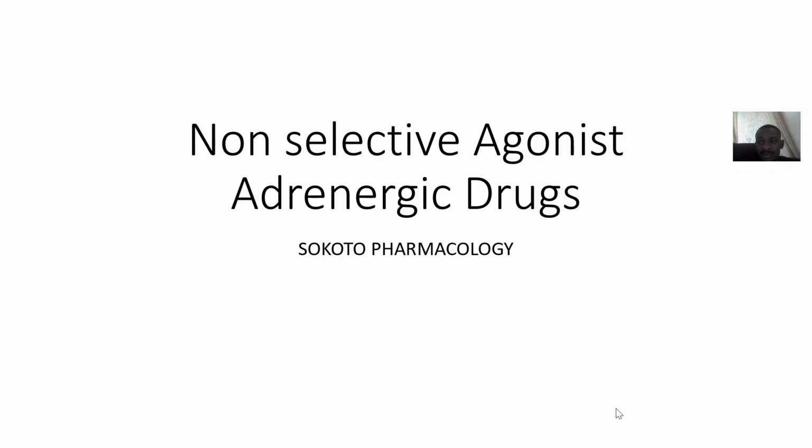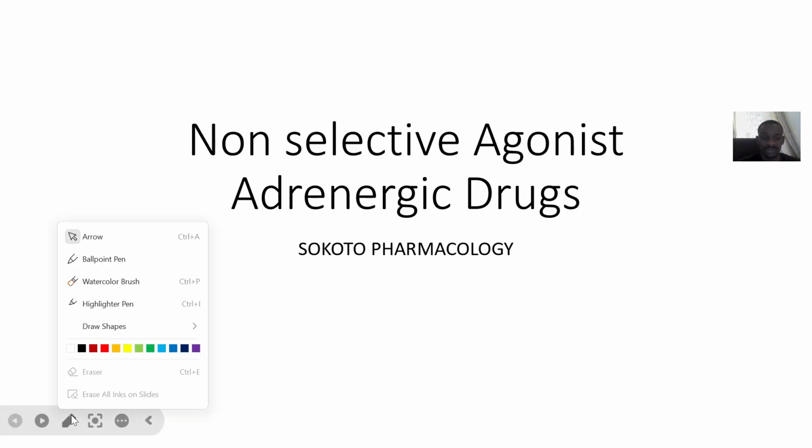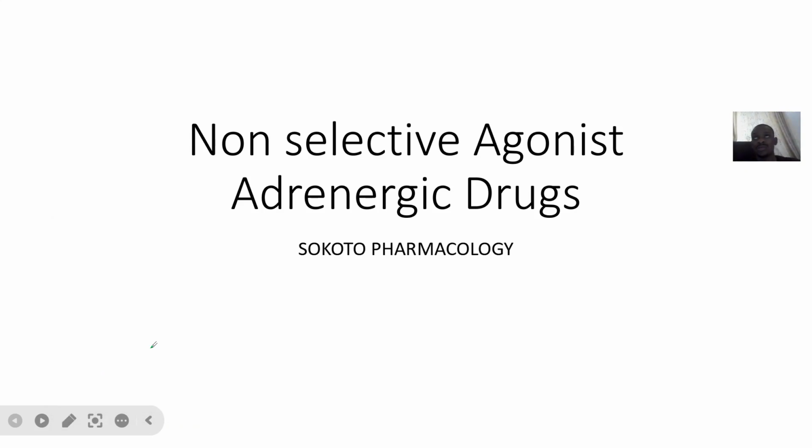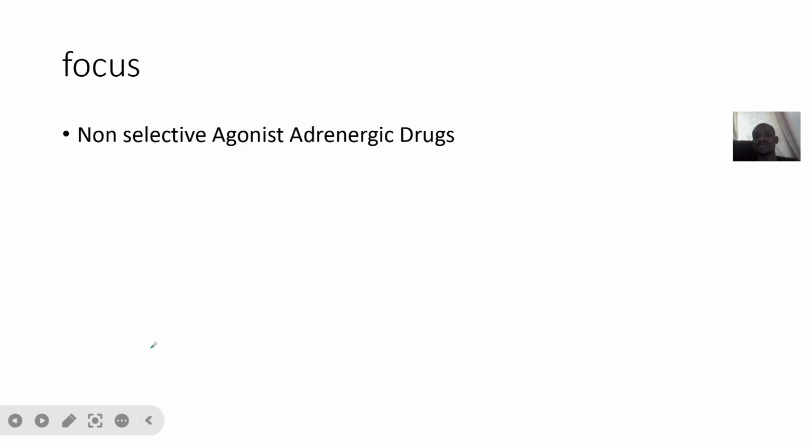All right, so the next classification of adrenergic drugs that we'll be looking at is what is known as the non-selective agonist adrenergic drugs. For each group, we just state their general use and list their examples. Later on, we'll break it down by talking about their individual pharmacologies. In a group they can have similarities but one or two differences here and there. So let's look at this group.